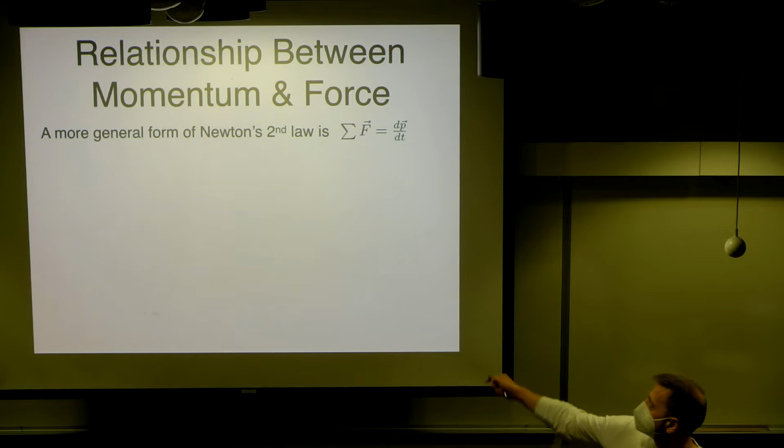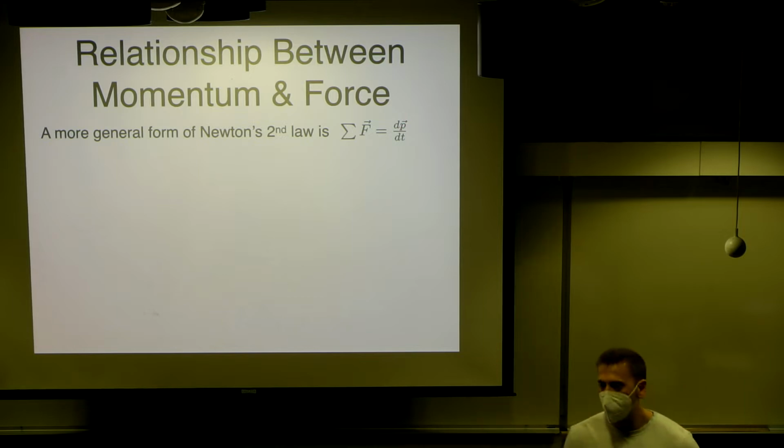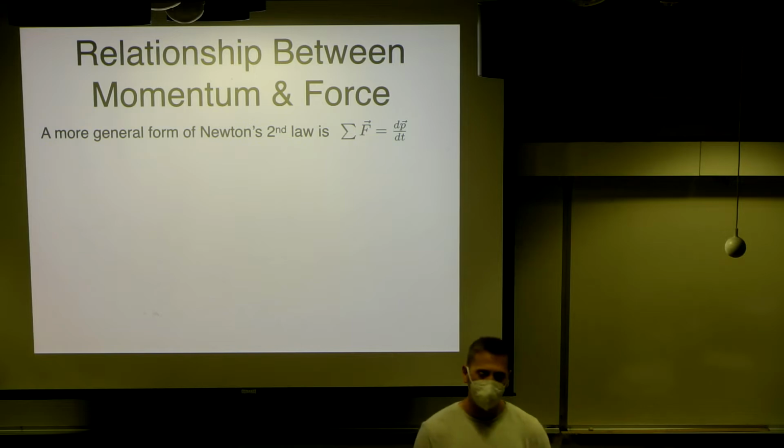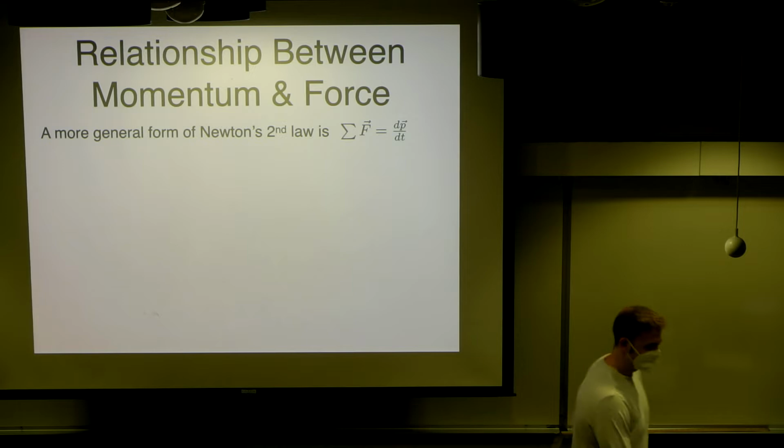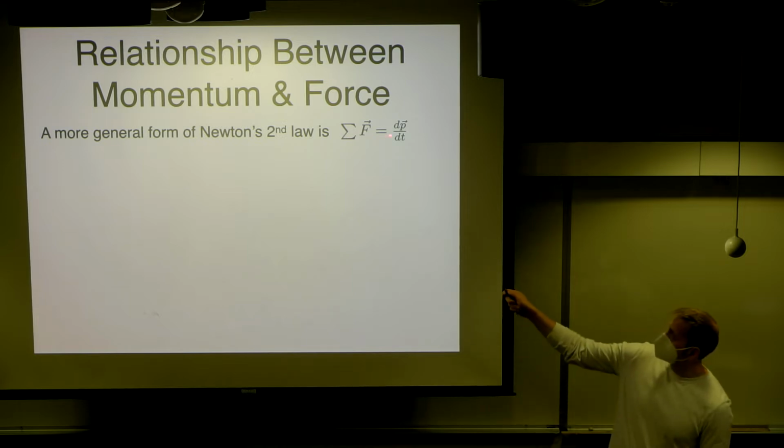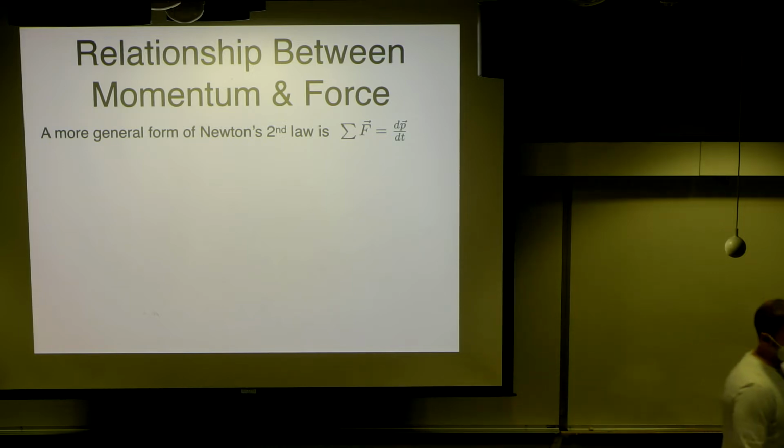So what does this say? This says the net force equals dp dt. This is a derivative on the right-hand side of the equation. It's telling you about the time rate of change of momentum. So it's saying the net force equals the time rate of change of momentum. It's that easy.